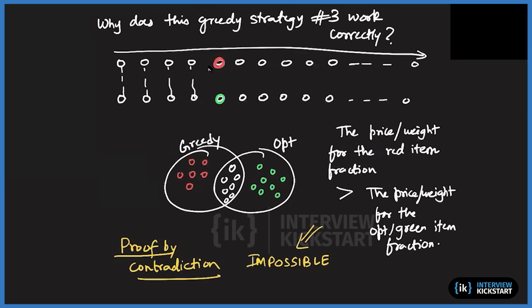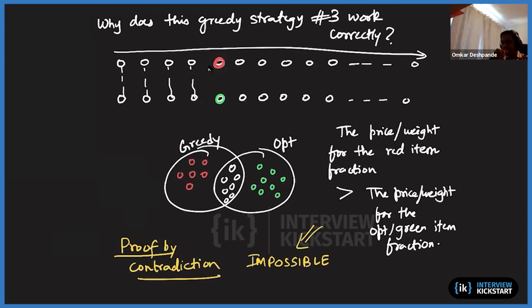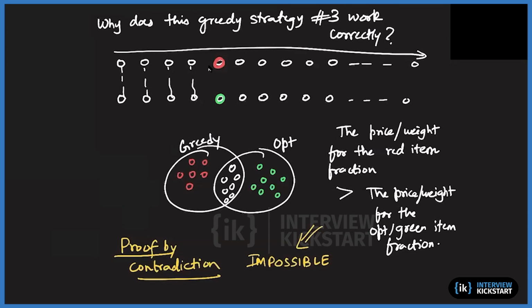Nagesh? Yeah, thanks, Omkar. We have mentioned here that this choice of the price per weight for the red item being greater than the price per weight for the optimal with the green item is impossible. If you could maybe clarify that, I missed the point there. Why can that not be a possibility here?